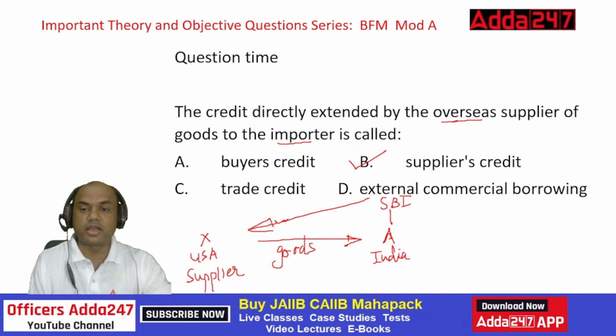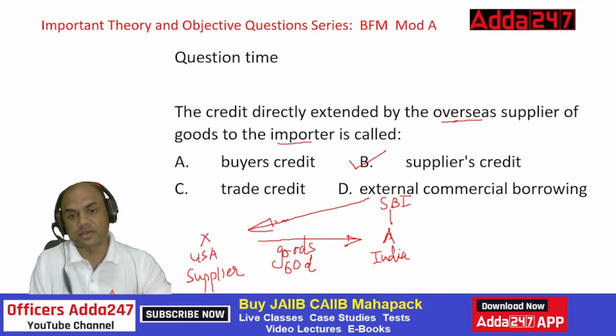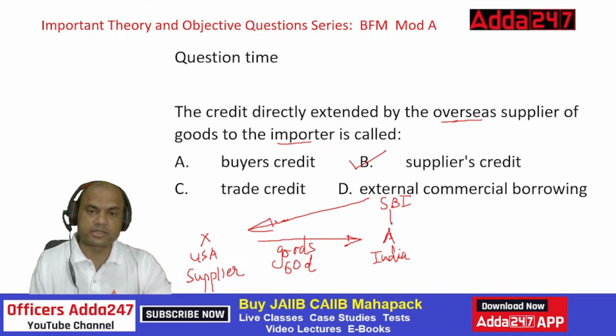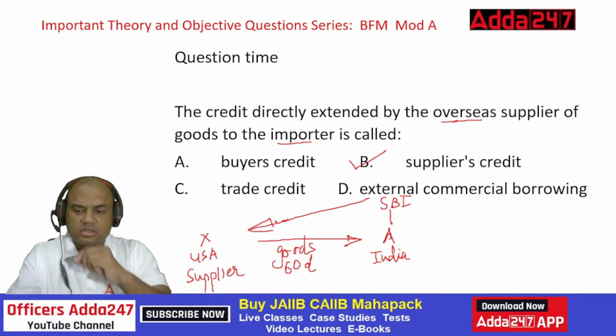Why is it said that it is extended by the overseas supplier of goods to the importer? This supplier will get the payment only on the due date. Let's say it is 60 days from the date of shipment. So the supplier is out of payment for 60 days from the date of shipment. That's why it is said that it is extended by the supplier. For 60 days he or she is on credit only, right? So that's why this is called supplier's credit. Okay, second one.